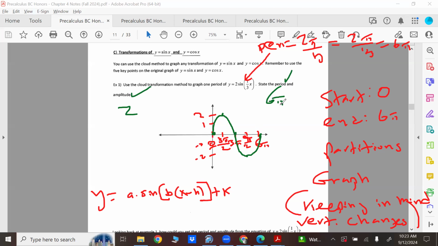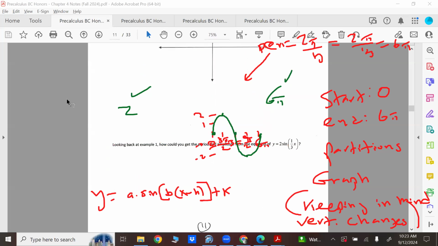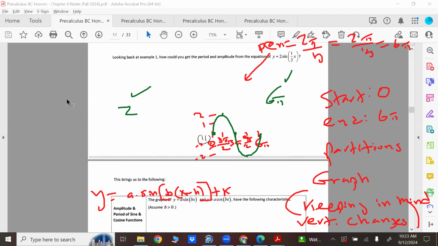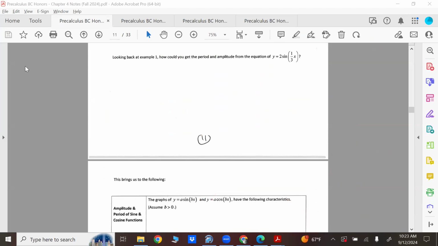So I'm not really using the cloud method. I'm just really thinking to myself, hey, what's my period? Where I start and end, do my partitions, think of the vertical changes, boom, boom, boom, done. Got the graph. Right? All right, let's keep moving. Questions? We're good? Looking back, how can you get the period and amplitude from the equation? Well, duh. It's right there.